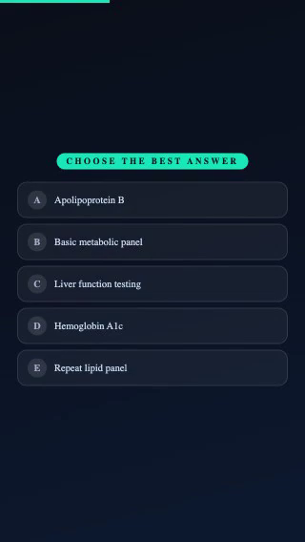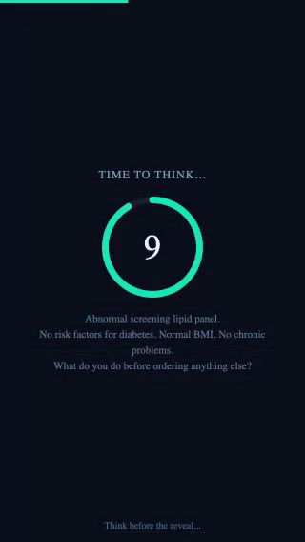Take 10 seconds. This child has an abnormal screening fasting lipid panel. Elevated total cholesterol, elevated LDL, low HDL, and elevated triglycerides. He has a normal BMI and no chronic medical problems. What is the single most important next step before ordering any additional tests or starting any treatment?